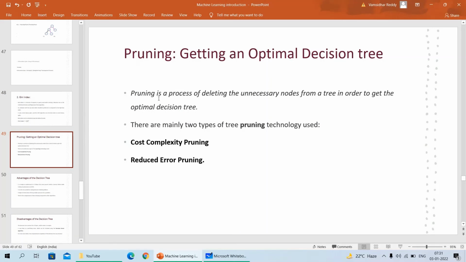Let's move on to how to get an optimal decision tree. For that, one of the techniques is pruning. Pruning is the process of deleting unnecessary nodes from the tree in order to get optimality. It means deleting unnecessary nodes which are contained in the decision tree. There are two main pruning techniques: cost complexity pruning and reduced error pruning.